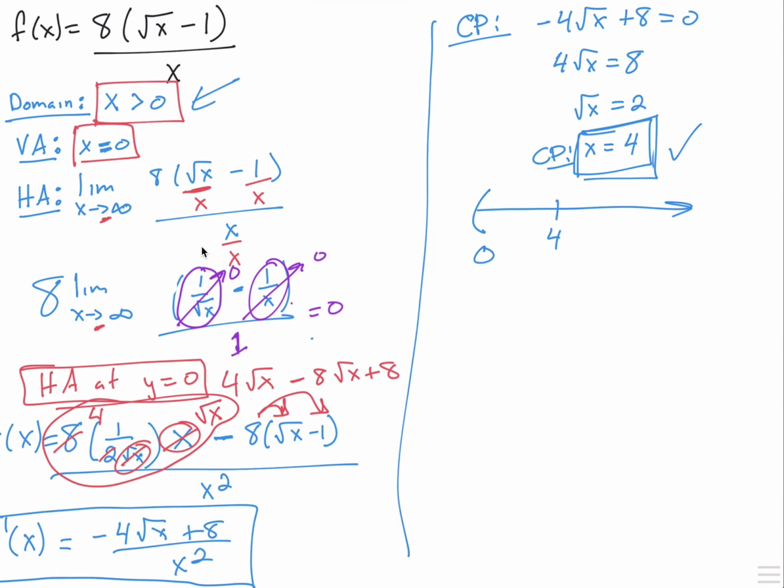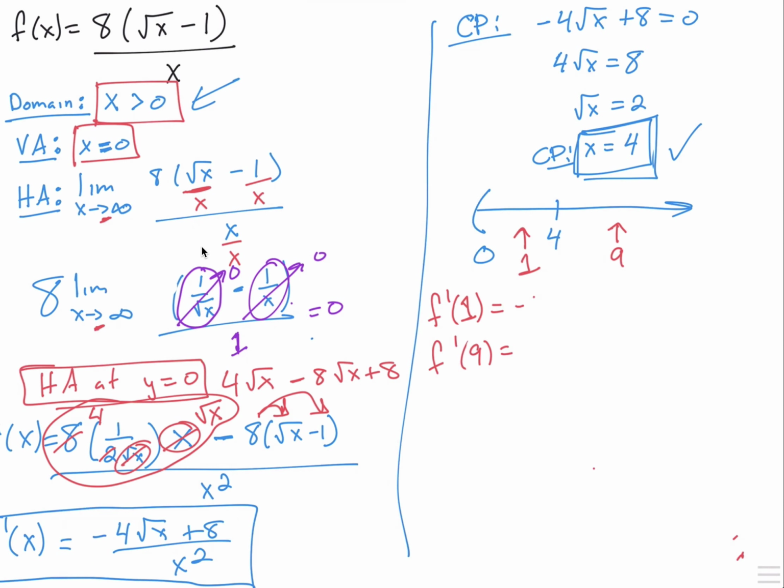So what would be some good test points? 3, 5. Okay, 3 and 5. Okay. And where am I going to plug these into? First derivative. 3 and 5. Okay. So actually, I'm going to change them. I don't like 3 and 5. What is it? 1 and 9 are better, right? Why? Because we're going to have to get the square root of it, and getting the square root of 1 and 9 is much nicer than 3 and 5.